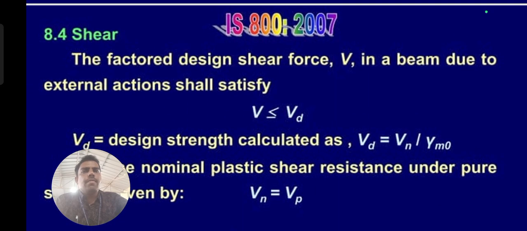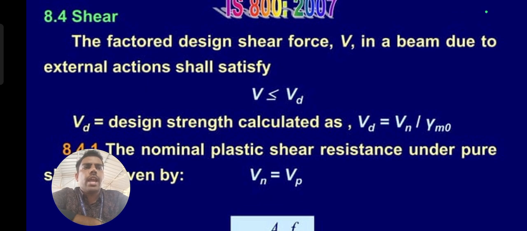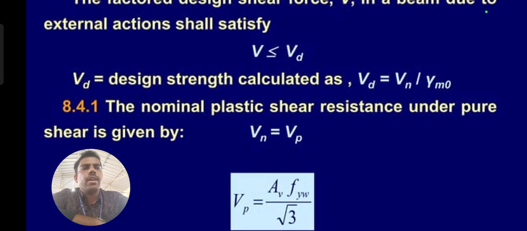See here, first of all you have to check the buckling phenomenon from the shear point of view. For shear force, here we consider two types of values, that is the design shear force and the actual shear force. V less than or equal to Vd. Vd means design shear force. How to calculate that? Vd means design strength, calculated as Vd equals Vn by gamma m0.